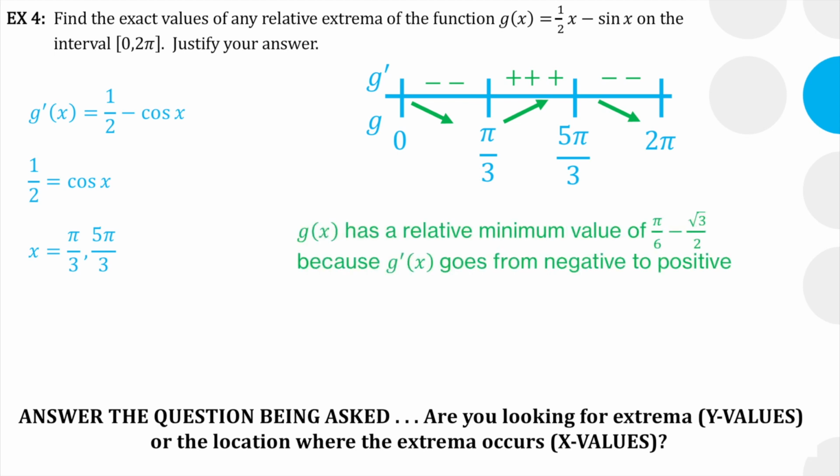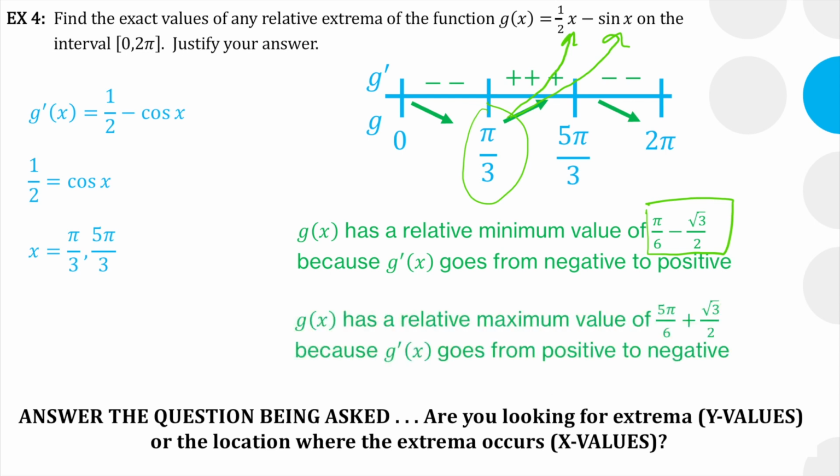So we know that g of x has a relative minimum value. Okay, where did I get pi over 6 minus √3 over 2? Well, at this minimum here, if I take pi over 3 and plug it into my original function, that's what I get, pi over 6 minus √3 over 2. And then the maximum is taking 5 pi over 3 and plugging it into our function.